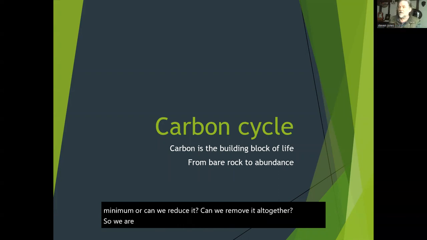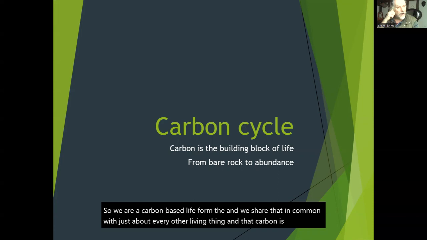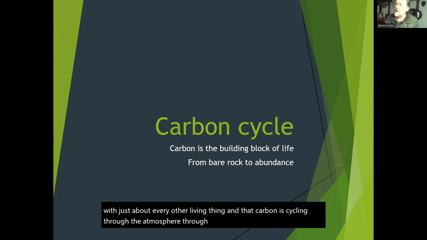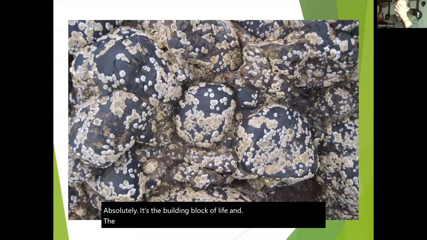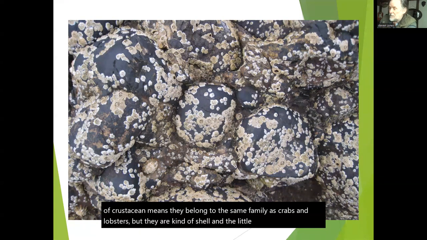So we are a carbon-based life form. And we share that in common with just about every other living thing, and that carbon is cycling through the atmosphere, through plants and animals, soils, constantly. It's the building block of life. When we observe nature, we see life everywhere. This was taken on the seashore in Scotland, and we're looking at barnacles. They're a very simple form of crustacean. It means they belong to the same family as crabs and lobsters, but they have a shell, and they're little filter feeders. You see them adhering here, stuck onto these rocks.